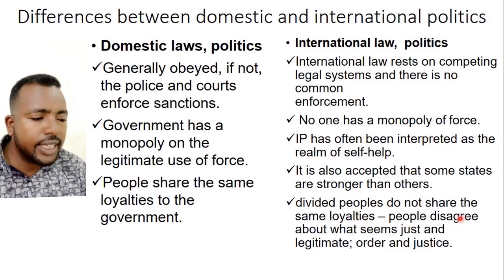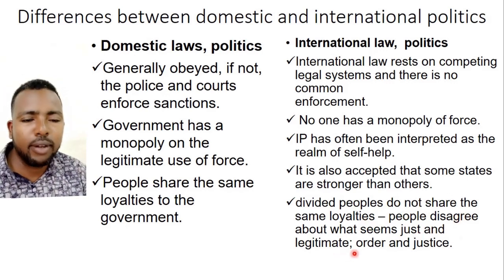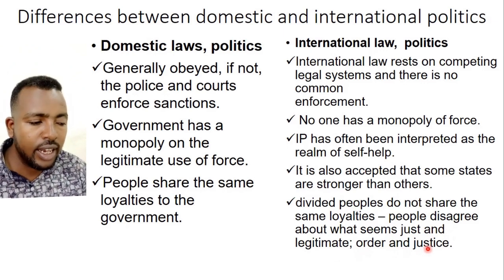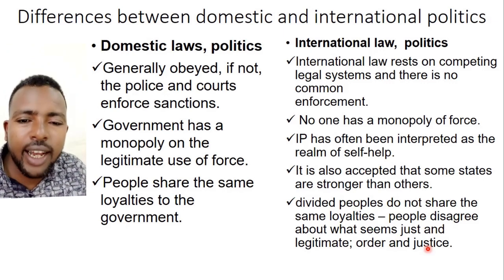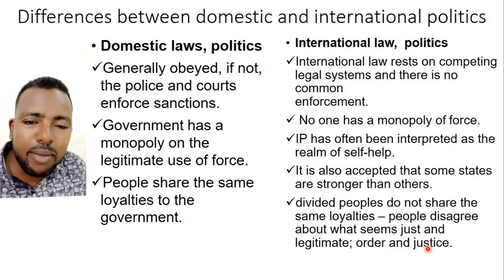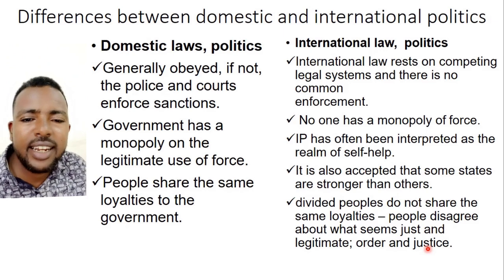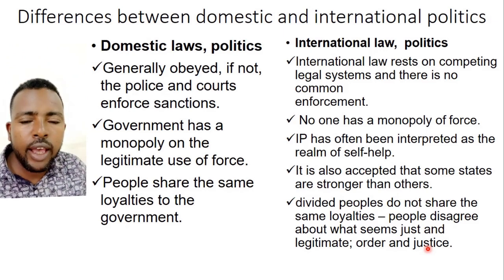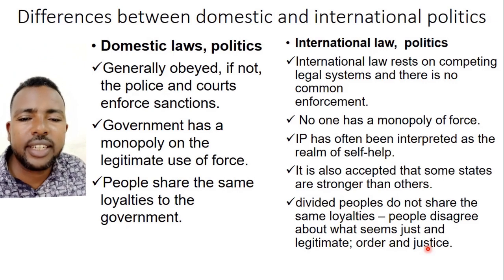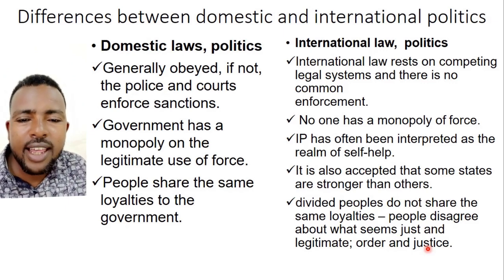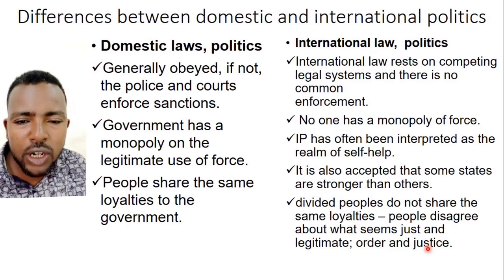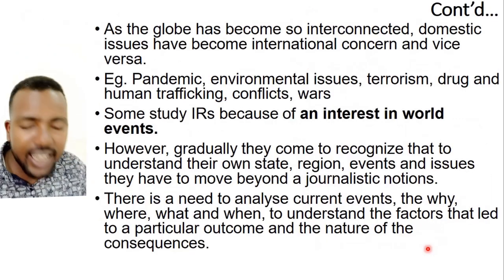So, they are divided peoples that do not share the same reality. People disagree about what seems just and also a legitimate order, that's the difference. For example, the United States of America is echoing that democracy is the best political system that each and every state has to follow and maintain as the best political system for humanity. But other states are protesting. For example, you can take China, Russia, North Korea, and others, and the Arab world. They protest against democracy. There's a disagreement. There is no common loyalty among states sharing this international system.